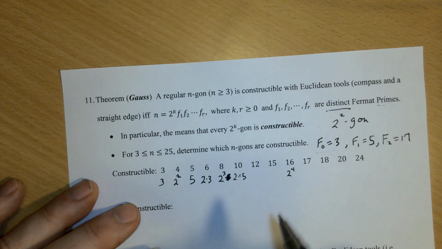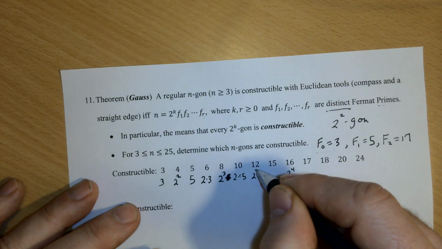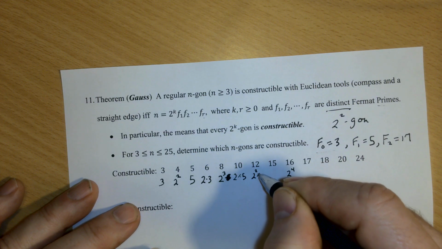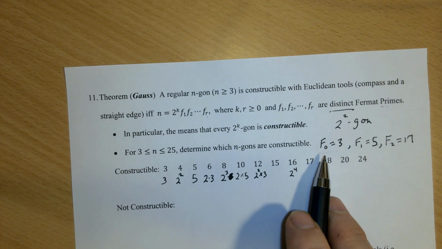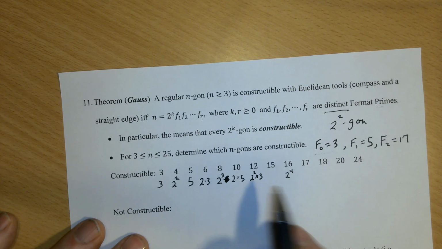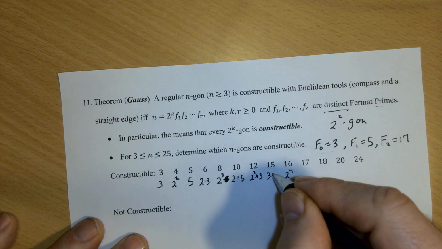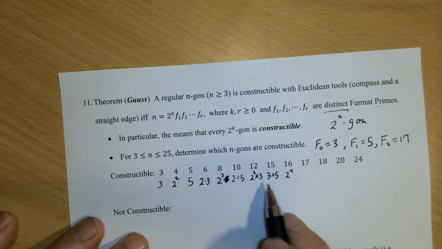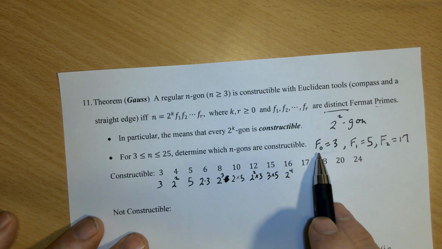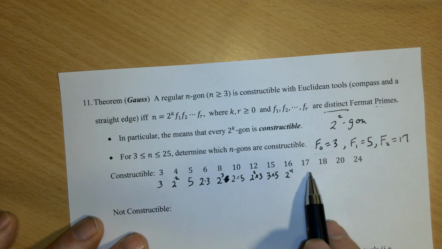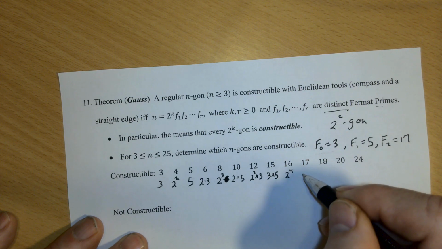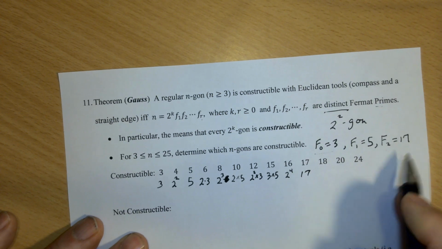What's 12? It's 2 squared times 3. It's a power of 2 times F0. 15 is 3 times 5. No power of 2, but it's got F0 times F1, two distinct Fermat primes. 17 is just 17, that's F2.